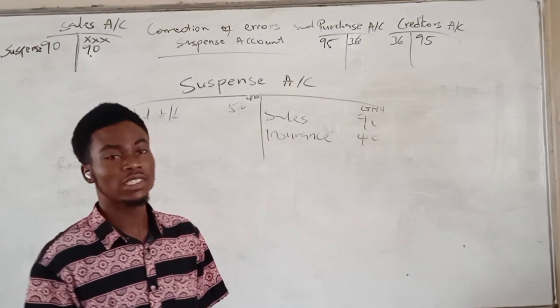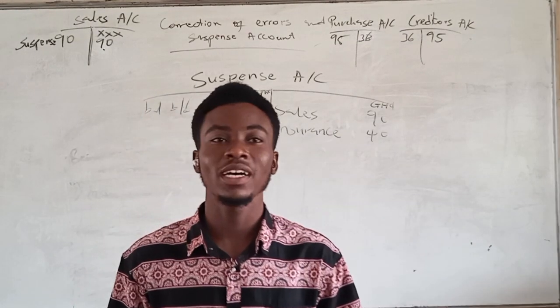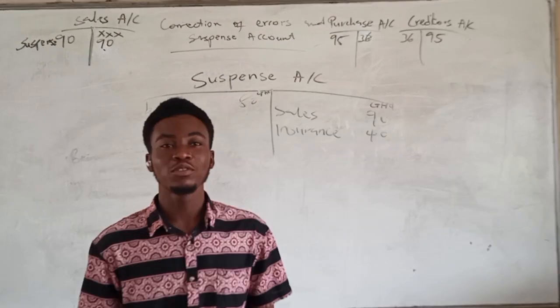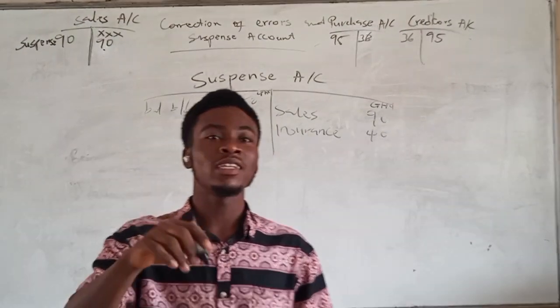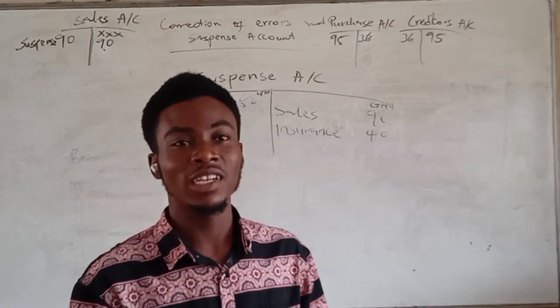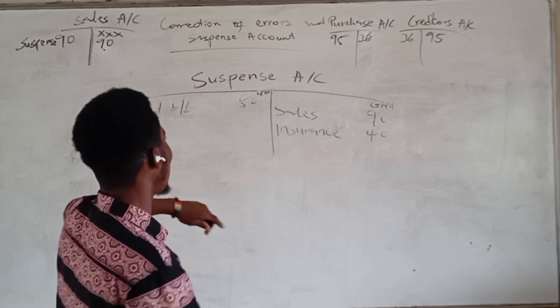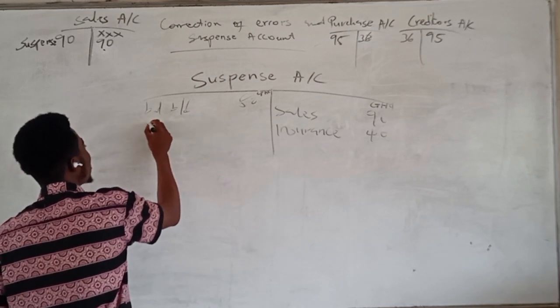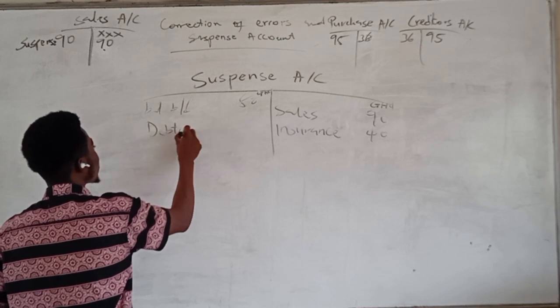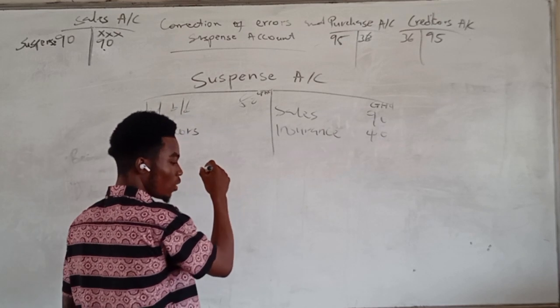Now let's go to the next question. So it says cash received from the debtor entered in the cash book only. So when we receive the cash from the debtor, we have to what? Credit the debtor and then debit our cash account. But we debited our cash account and we didn't credit the debtor's account. So the debtor's account has to be credited. So here we are going to debit suspense in the name of debtors with the amount that we said, the reduction of 50.